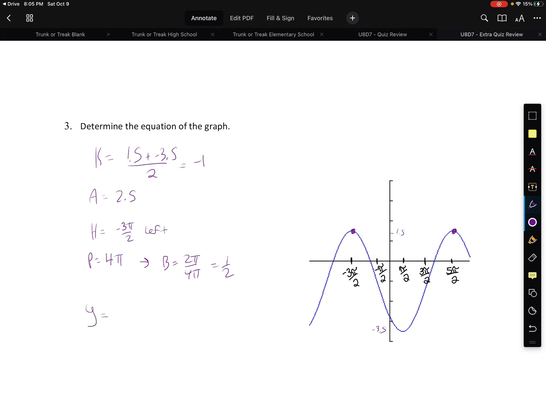Time to make my equation. Y equals, I got a positive A, stick with a nice fraction, 5/2. I got my B value of 1/2. I got my x plus 3 pi over 2 because of that shift. And then my K is -1.